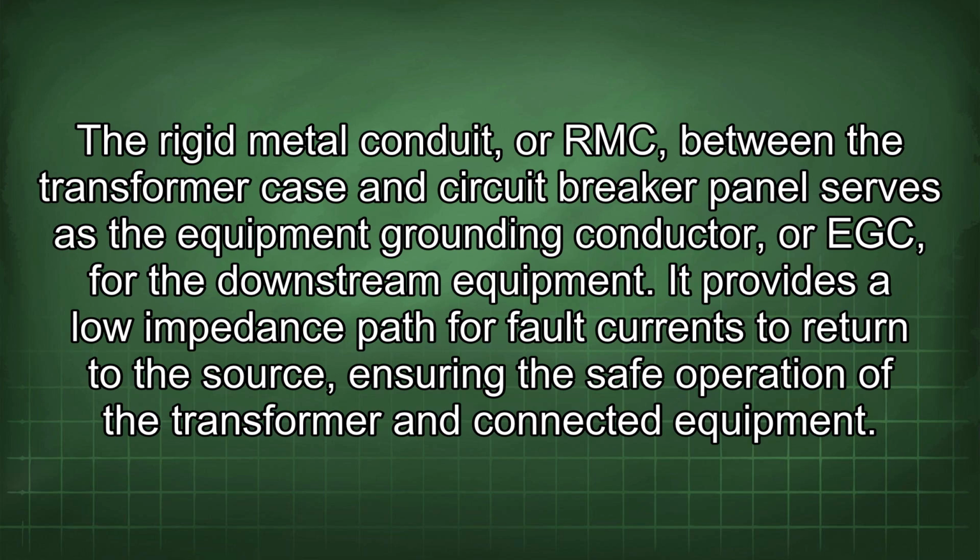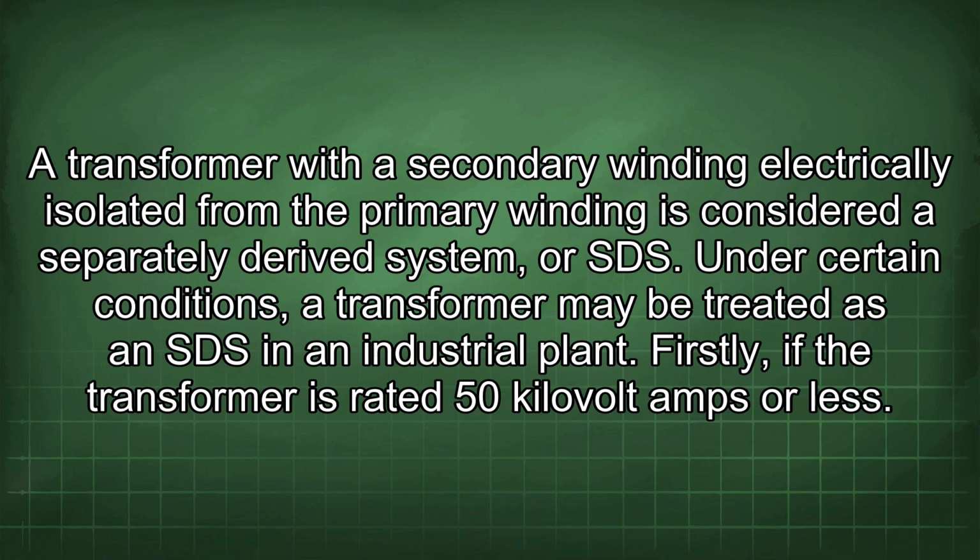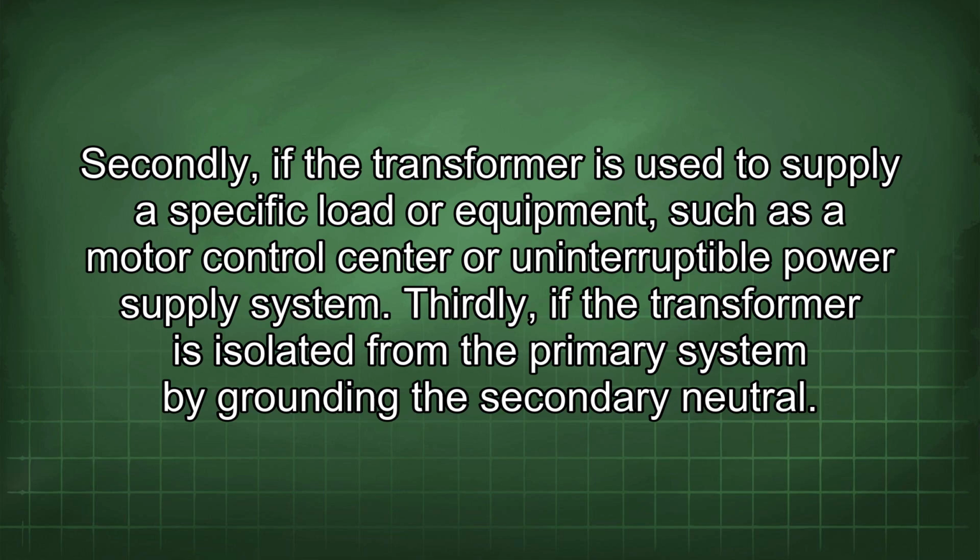transformer and connected equipment. A transformer with a secondary winding electrically isolated from the primary winding is considered a separately derived system, or SDS. Under certain conditions, a transformer may be treated as an SDS in an industrial plant. Firstly, if the transformer is rated 50 kVA or less. Secondly, if the transformer is used to supply a specific load or equipment, such as a motor control center or uninterruptible power supply system. Thirdly, if the transformer is isolated from the primary system by grounding the secondary neutral.